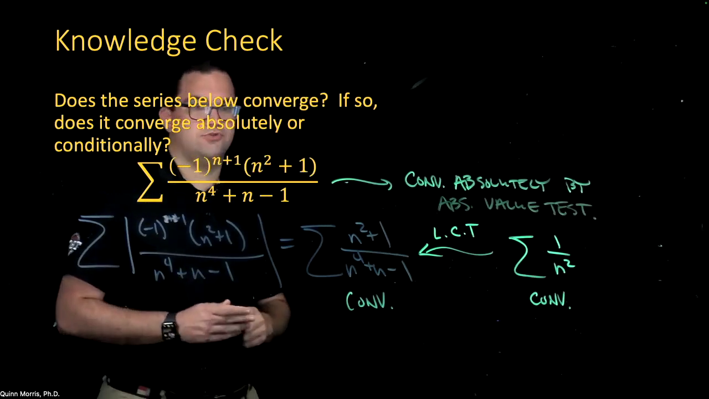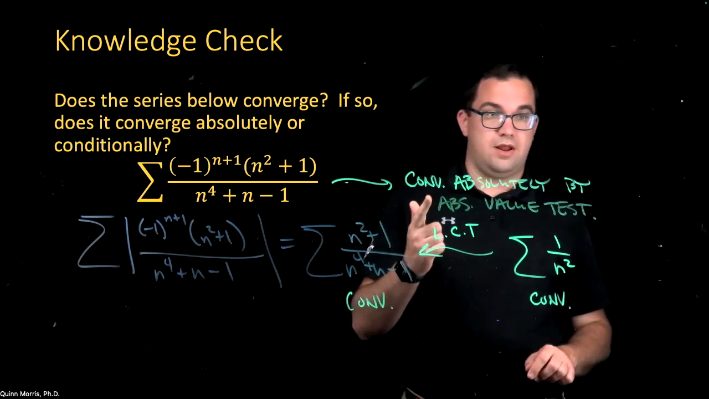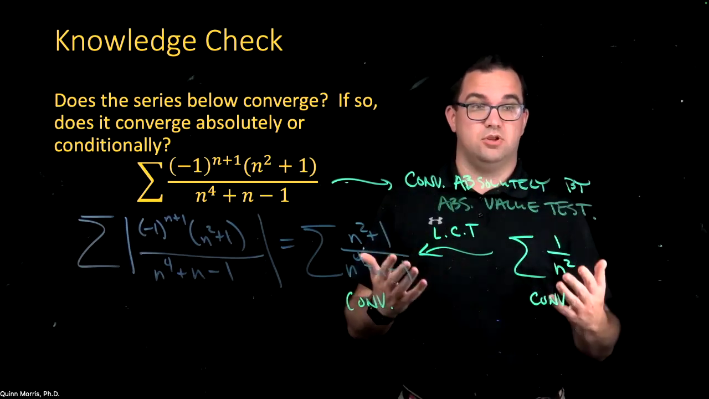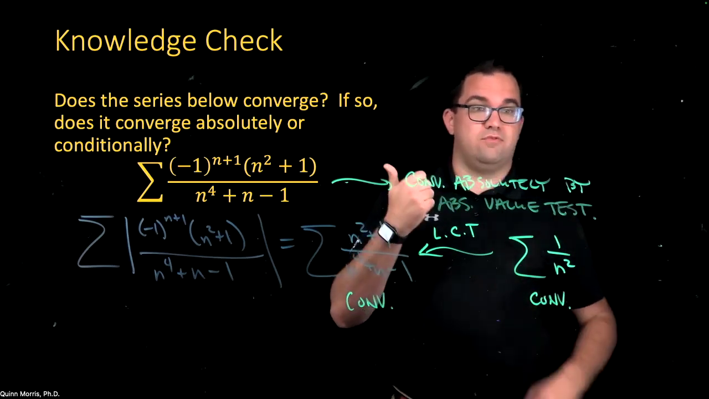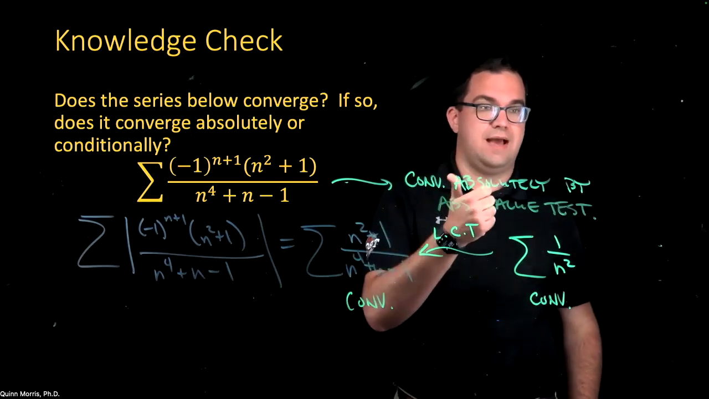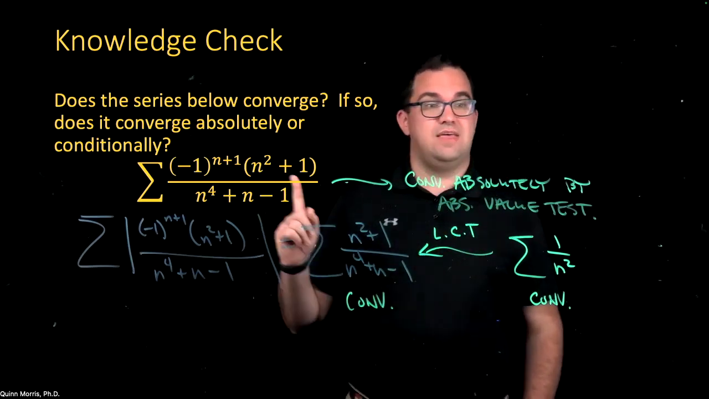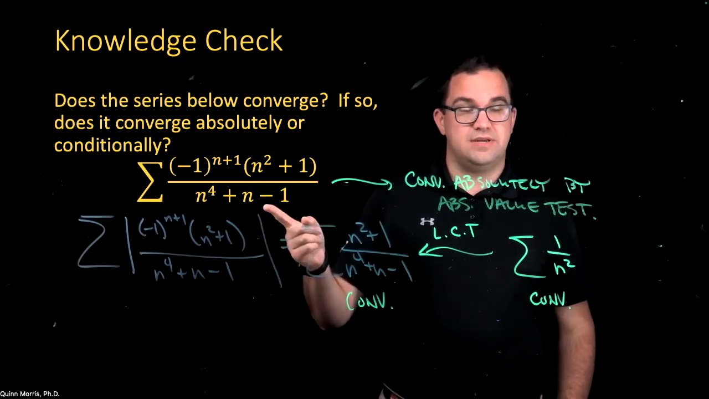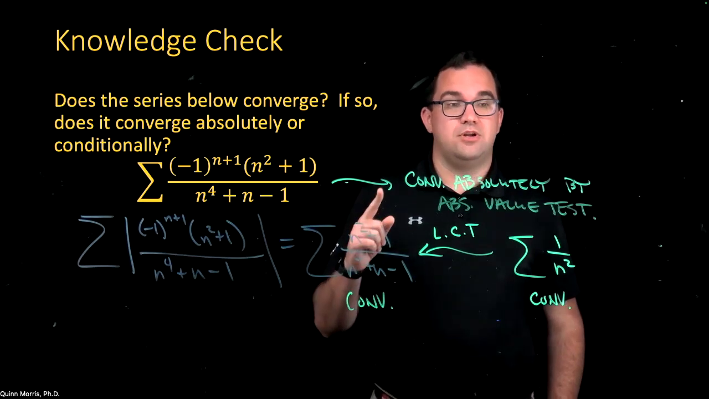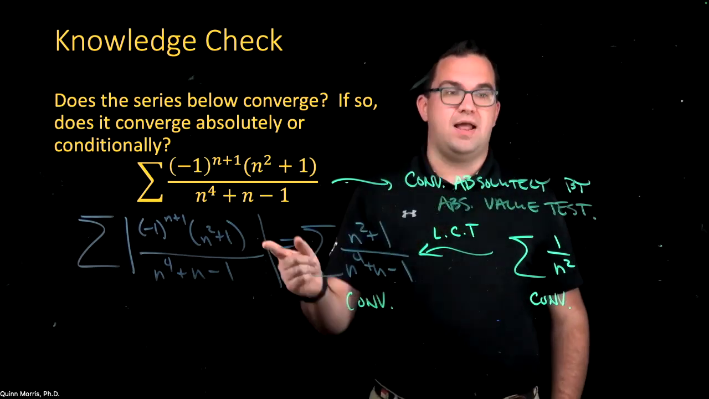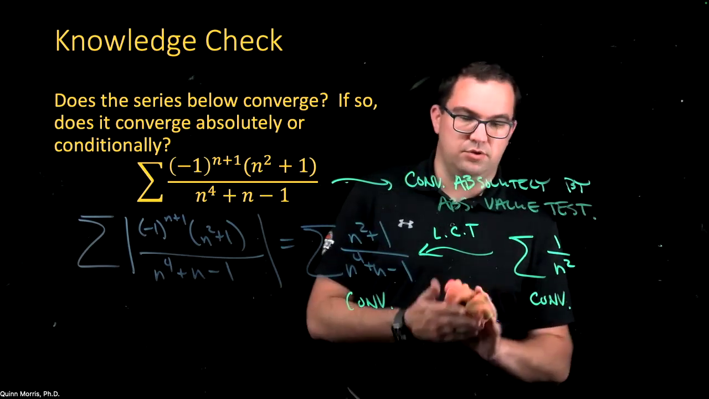So the absolute value test is really nice because if it works, then you not only know that it converges, you know it converges absolutely. And so if I'm asked whether it converges absolutely or conditionally, I almost always start with the absolute value test. If the absolute value test had failed here, then I would go back and try the alternating series test. If the alternating series test then worked, I would know that it converges conditionally, but not absolutely. But since the absolute value test works here, I actually know it converges absolutely.